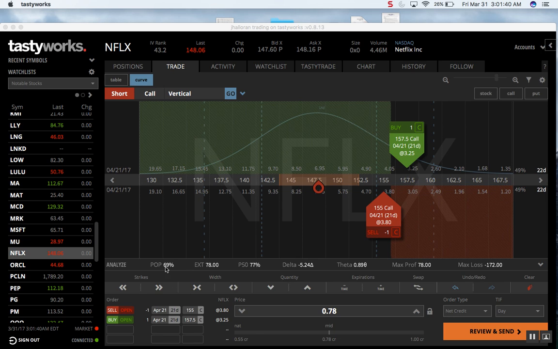The trade-off is that as our probability of success increases, the credit we receive will decrease. So before we were receiving 105, and now we're only receiving 78. But we've increased our chance of success. So it's really all about what you're comfortable with, and you'll start to figure that out as you trade more.